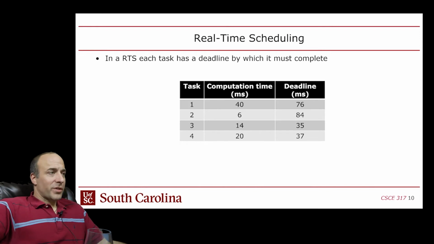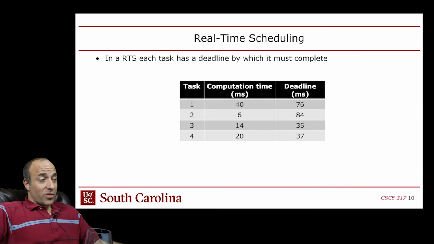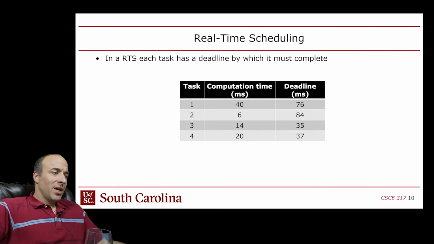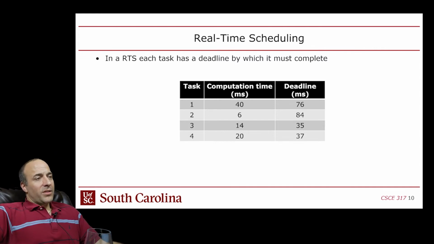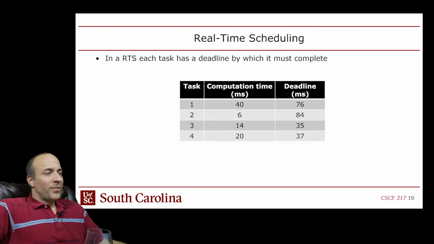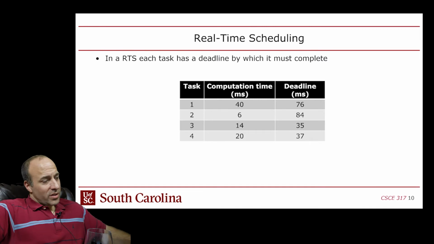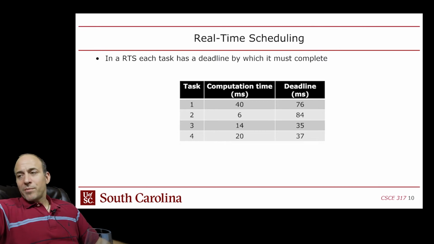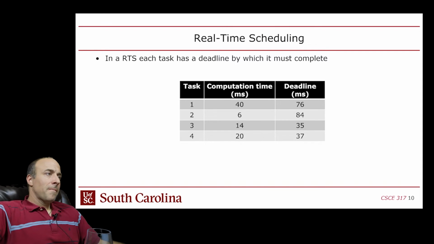So for example, if we have 4 tasks with 4 different computation times, the assumption here is that the computation time is the worst case execution time. These are listed in units of milliseconds. And then say we have a deadline for each one. Now this is assuming that we only need to run these tasks once, and we'll also assume, for now, that these are non-preemptible, that once a task starts running, we'll run it till completion.